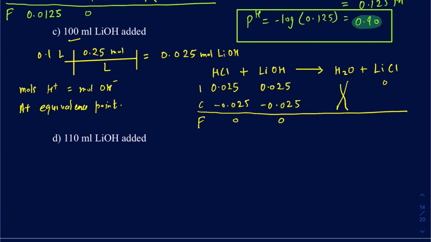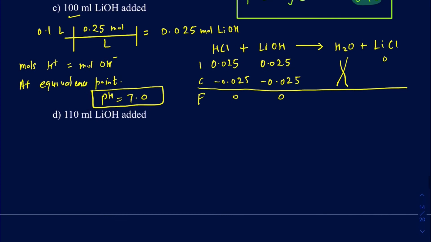And whenever you're titrating a strong acid and a strong base at equivalence point, you're only going to have water left, and there's not going to be any base or acid left over. So your pH is going to be 7. So you don't really have to do any calculations, but just knowing that pH is going to be 7 since it's a strong acid and strong base.